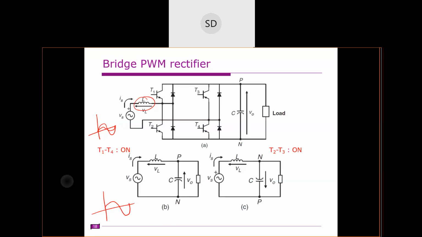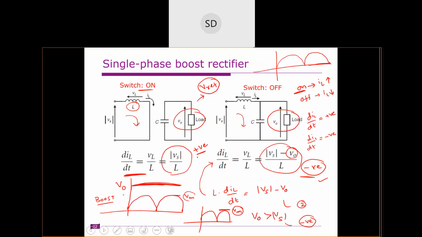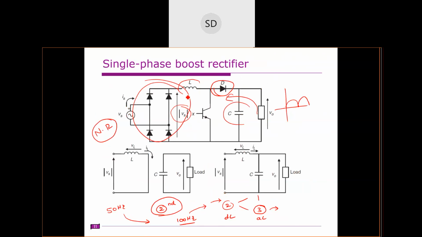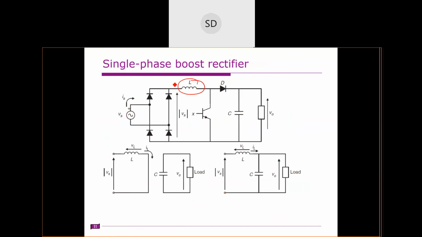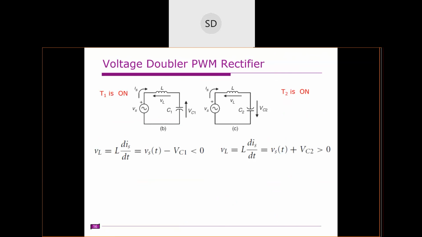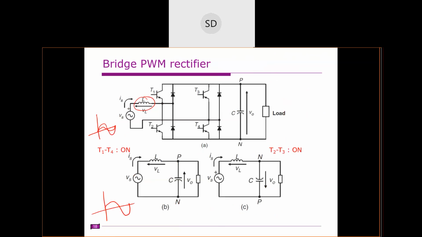You understand the difference between these two? In the earlier case, it is connected after the diode bridge rectifier, so you get a rectified waveform in the inductor current. Whereas here, this inductor current must be in phase with the source current. Then only the source current and inductor current are both the same. In the earlier case, both are different. That is the main thing.